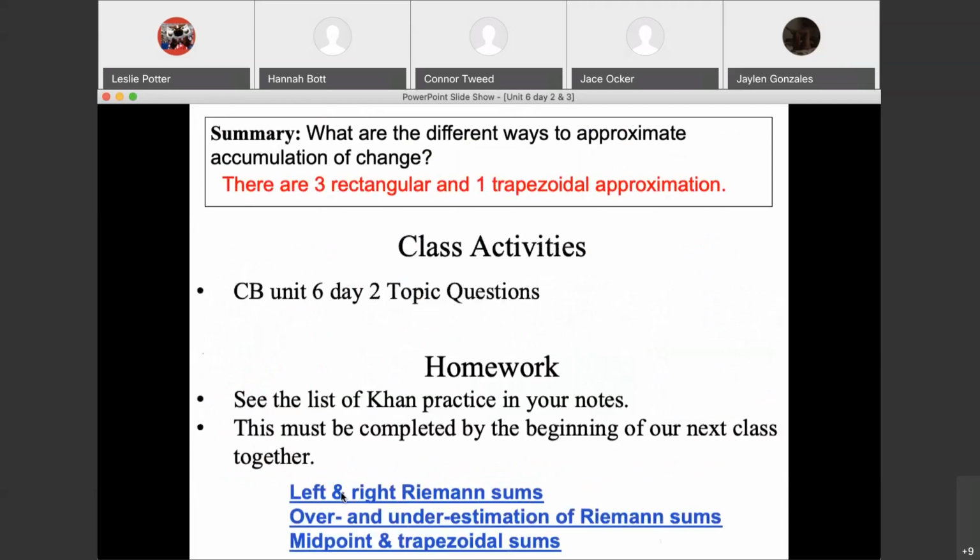Okay, we have the unit 6 day 2 topic questions. Those should go really quick. You've got 20 minutes. It probably will take you 10 to get through those topic questions. They're just identifying the notation. And I see more people are coming in with their notes. That's awesome. I'm checking you off as you do that.